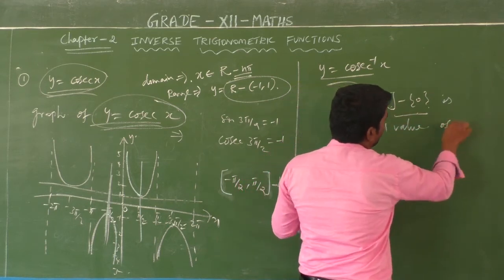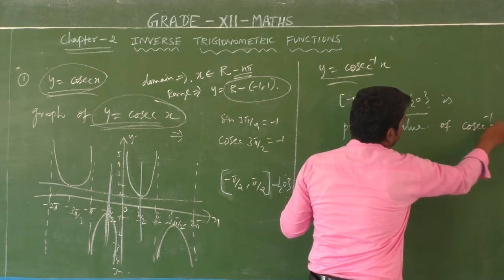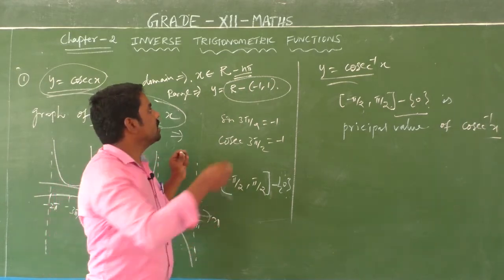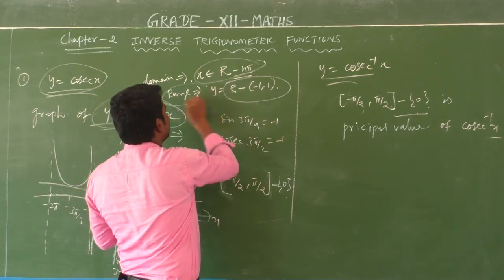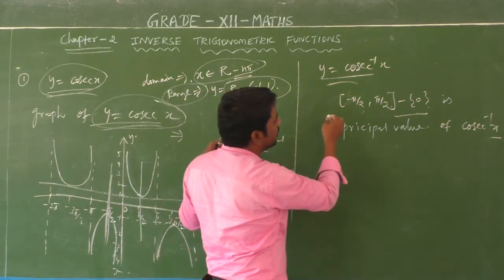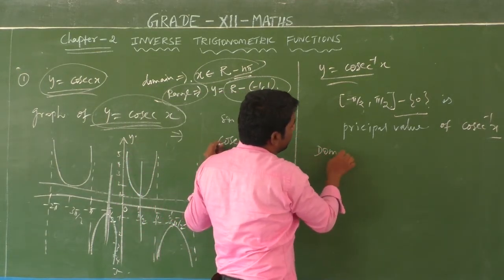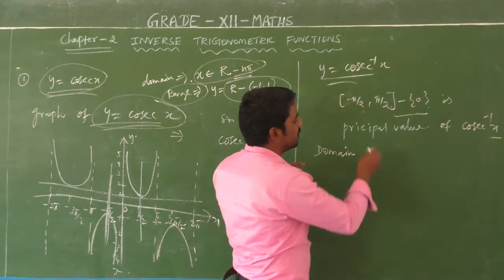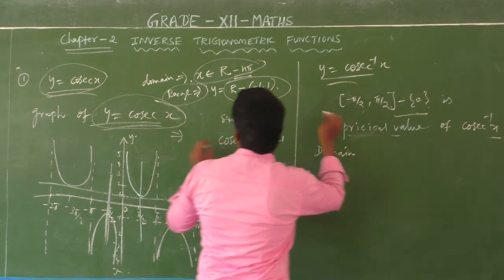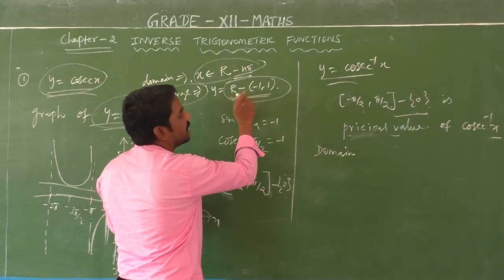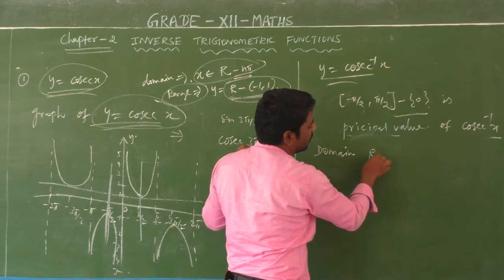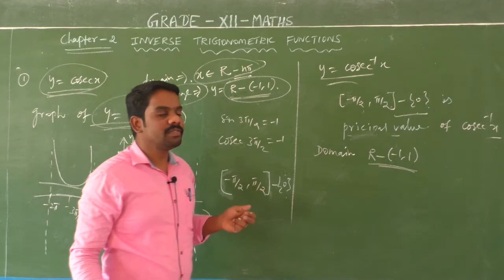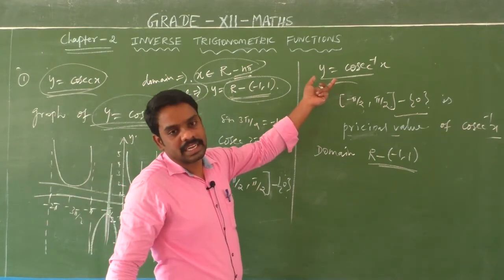Principal value of this function cosecant inverse x. For the inverse function, the domain and range are interchanged. So here the domain of the function y equal to cosecant inverse x is the set of all real numbers except the open interval minus 1 comma plus 1. This is the domain of the function y equal to cosecant inverse x.